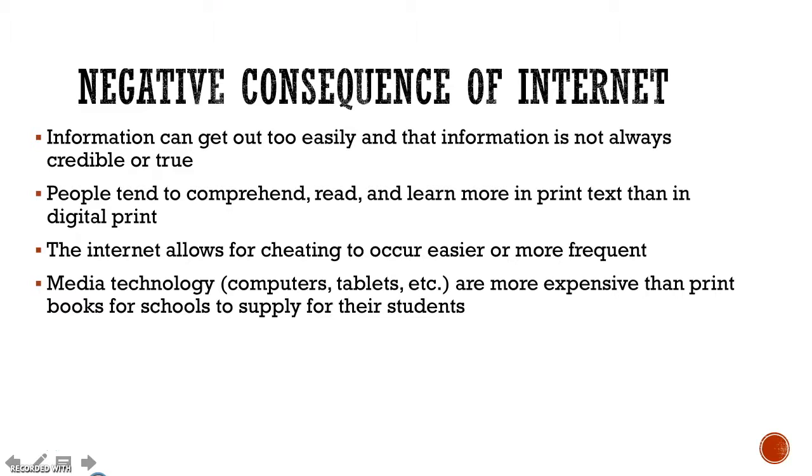The internet can allow information to get out too easily, and that information is not always credible or true. People tend to comprehend, read, and learn more in print text than in digital print. Also, the internet allows for cheating to occur easier and more frequently. Media technology, such as computers or tablets, is more expensive than print books for schools to supply for their students.